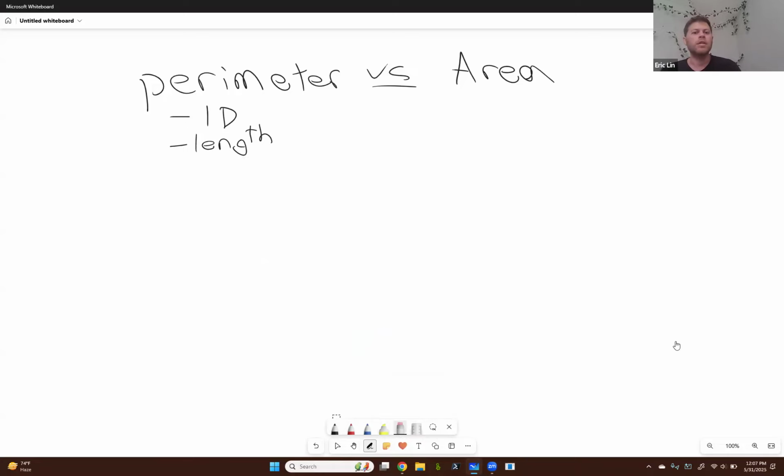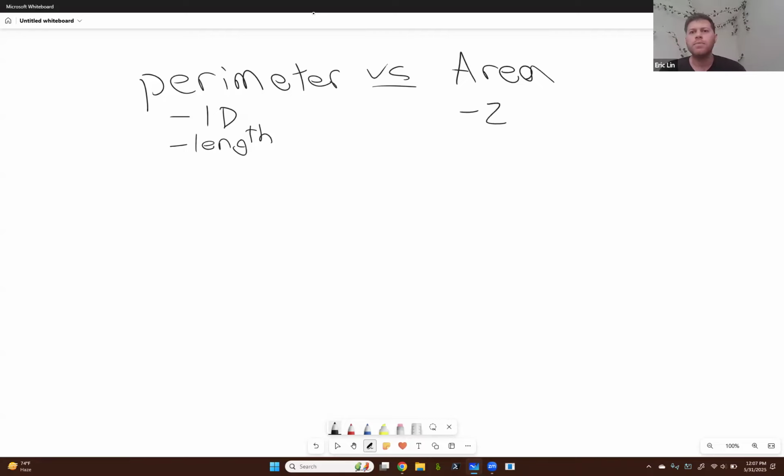Okay. So it is measuring a length. It's measuring this one-dimensional thing. It is talking about, if I have a yard, how much fencing do I need for my yard? It's talking about how long it takes me, or how many steps it takes me, to walk around my neighborhood. That's the sort of thing perimeter is telling me.